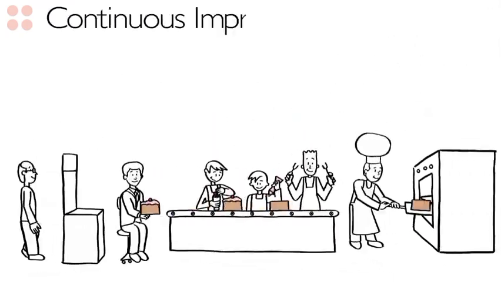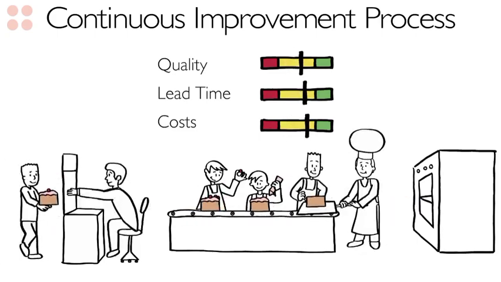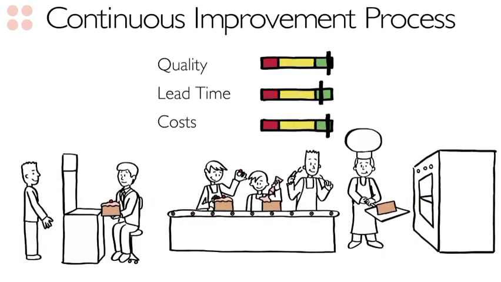Combined with a robust continuous improvement process, the 4 principles of lean management will help your company stay ahead of the competition in a constantly changing marketplace.